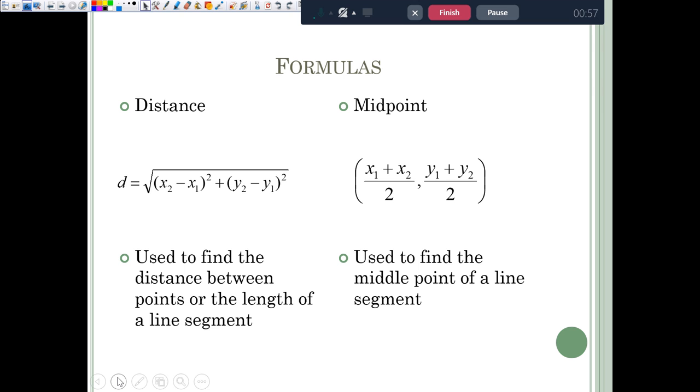Midpoint, again, is the point which is in between the 2 points. Okay, it's used to find the middle point of a line segment. This is where we're going to be doing x1 plus x2 divided by 2 and y1 plus y2 divided by 2. Again, here the order doesn't matter at all because we're adding. Okay, like 3 plus 2 is 5 and 2 plus 3 is 5.